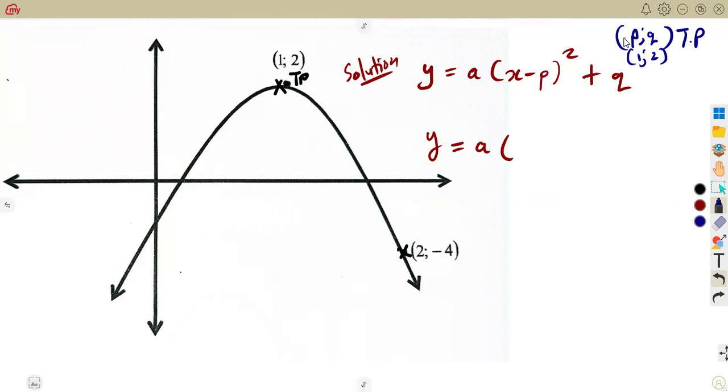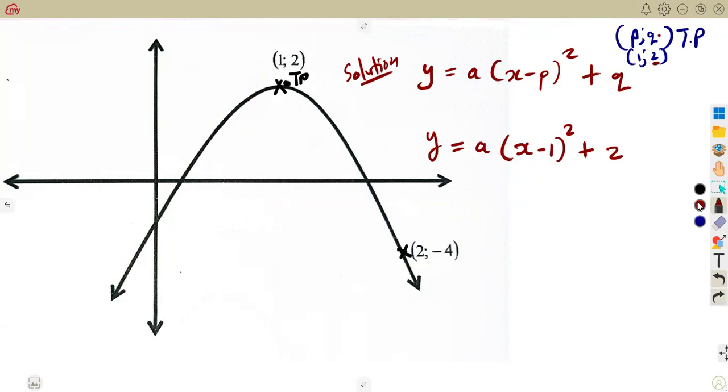Take note, as it was p, it is changing to minus p. So if it is 1, it is going to change to a minus 1. So that's (x minus 1) squared. The q remains as it is. The 2 on the Y value, which represents our q, must remain as a positive 2. Take note, the x has to change. If it was a negative, it was going to change to a positive.